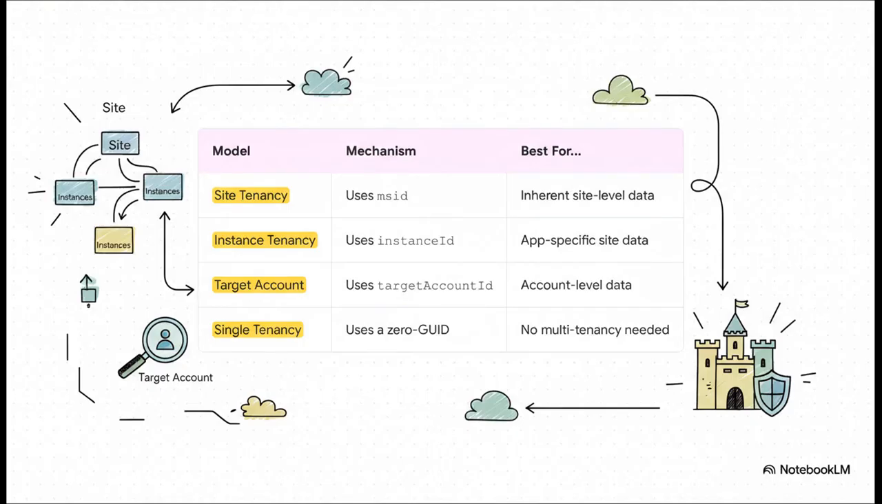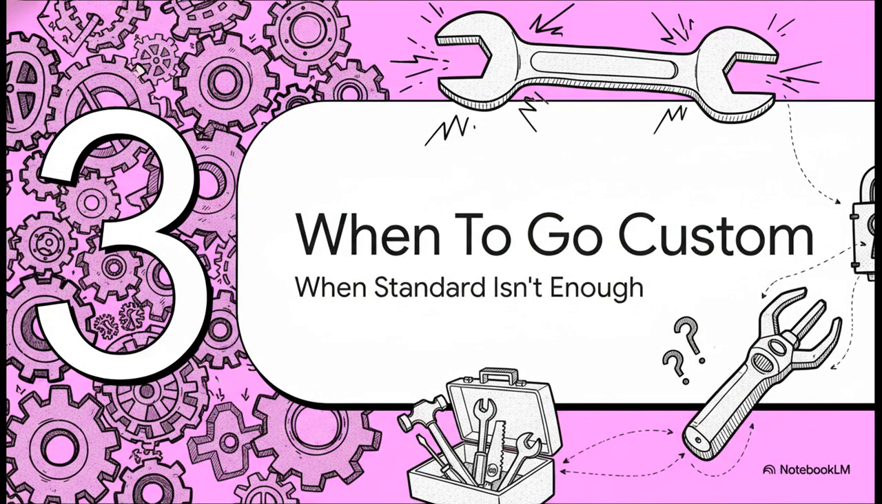And here it is, the ultimate cheat sheet. This little table breaks down the four main paths we talked about: site, instance, target account, and single tenancy. It shows you the key it uses and what it's best for. Seriously, this is a great one to keep handy when you're designing your next service. But you know, the real world can be messy. And sometimes that standard toolkit just doesn't have the right tool for a really specific, tricky job.